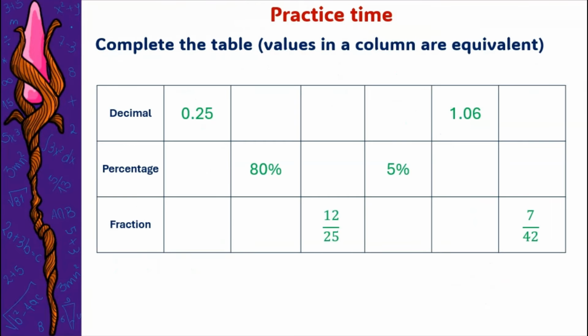Okay, guys, this is your time to practice. Notice that each column has equivalent values. So that means you need to convert 0.25 to percentage and put it here. And convert it to fraction and put it here. And then you complete the whole table with the equivalences in the columns. Okay, you can pause the video and in a moment I'll give you the answers.